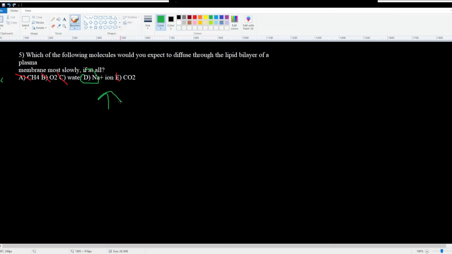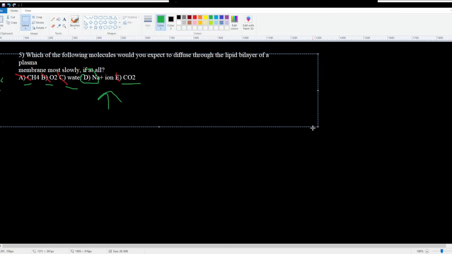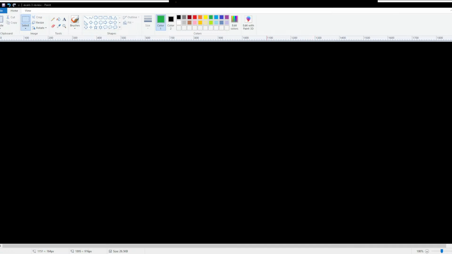Now remember, ions are almost never going to go through. It's very, very unlikely for a sodium ion to cross the lipid bilayer. But methane, which is a hydrocarbon, oxygen, which is nonpolar, water, which is our exception, and then carbon dioxide, which is also nonpolar, all of those are going to go through really easily. So, moving on, question 6.